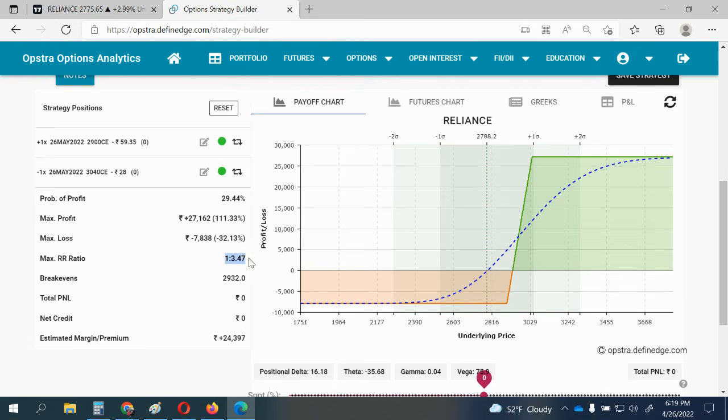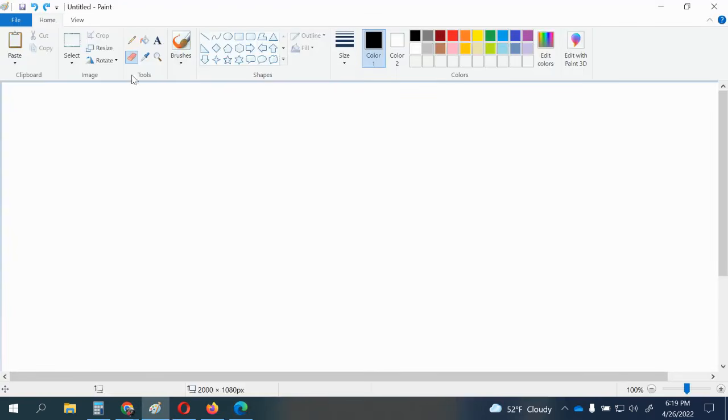I've deployed 1 is to 3. So let's say my risk to reward is almost 1 is to 3. What will happen if I deploy 10 trades with a risk to reward of 1 is to 3? Even if I win 3 trades and lose 7 trades, just see, 1 is to 3. So here I'll make 3 into 3, 9.